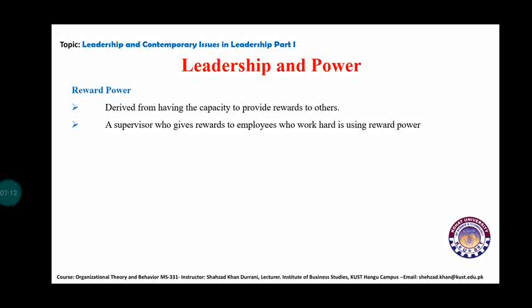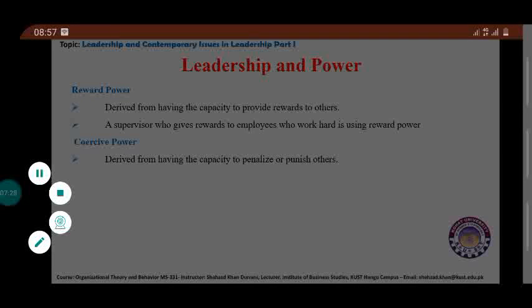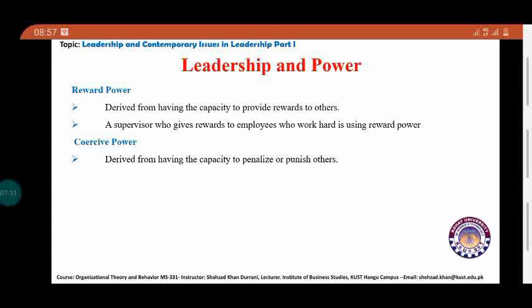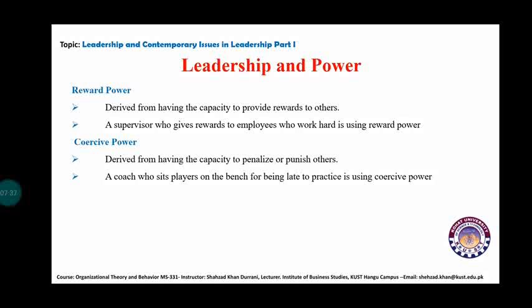reward power. The next one that we have is the coercive power, and it can be defined as derived from having the capacity to penalize or punish others, right? If somebody is doing something bad, then you are going to punish that person. So that's called the coercive power. And the example is a coach who sits players on the bench for being late to practice is using the coercive power. The person is coming late to the practice, the coach is going to punish that person. So the power that the coach is using is called the coercive power.